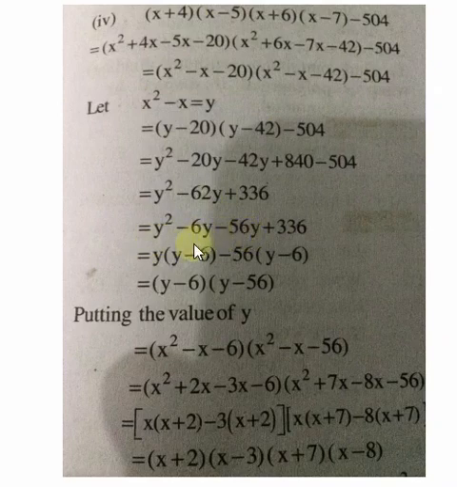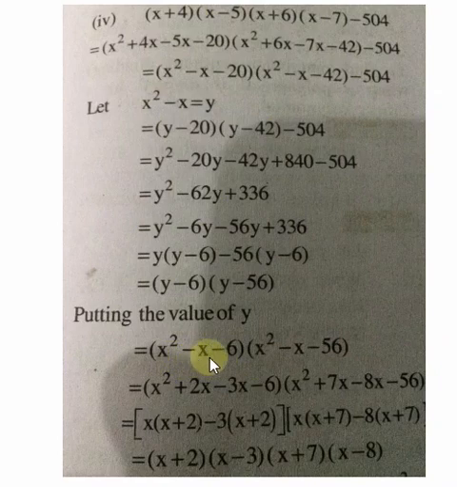Now we have taken y common from this, y minus 6, minus 56 common, we have y minus 6. So these are the same brackets. So taking y minus 6 common, we have y minus 6 into y minus 56. Again putting the value of y, which is x square minus x, we have x square minus x minus 6 and x square minus x minus 56.